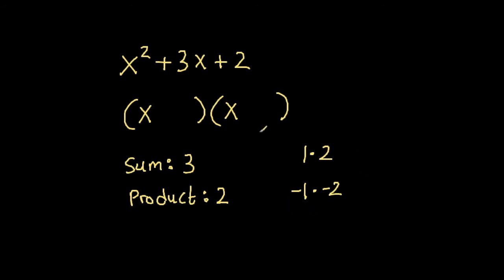All right. Now, which one of those sets here has numbers that add up to 3? Well, let's look at the negative 1 and negative 2. Well, negative 1 plus negative 2 add up to negative 3. So we don't want that, right? We want positive 3, right? So we cancel that. What about 1 and 2? Well, that's perfect, right? 1 plus 2 is 3, right? So 1 and 2 multiply to 2 and add up to 3. So that's great. That's exactly what we want.